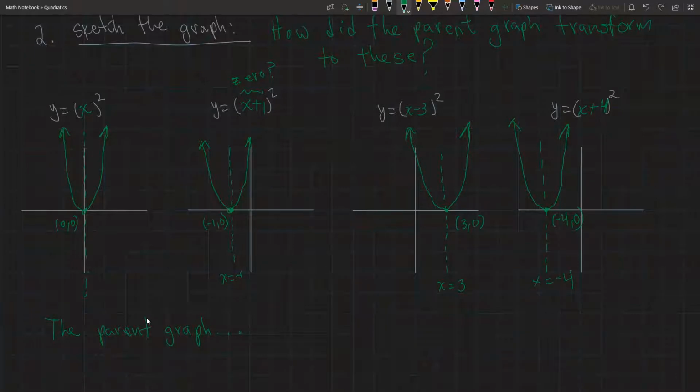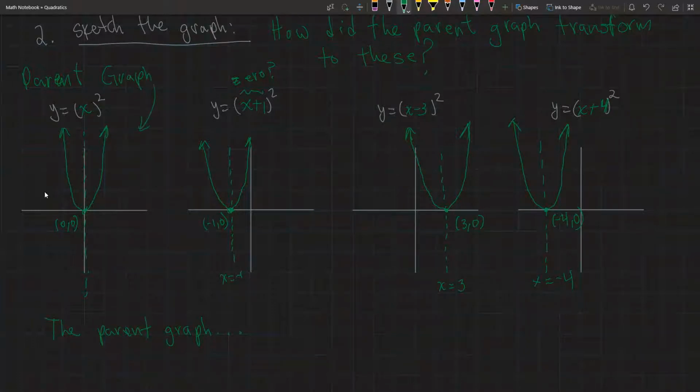How did this parent function? I'll label it right here. This is the parent function, or the parent. Those names are interchangeable in this course. Parent graph. They're down here. I'm having trouble spelling today. I think it's because I'm trying to rush it, but it's all right.